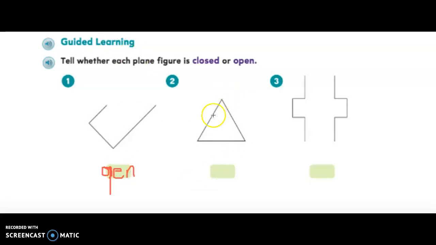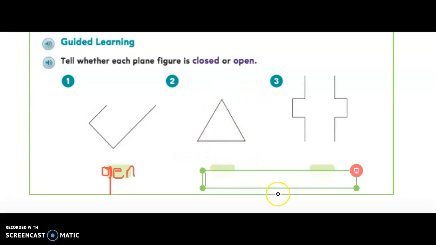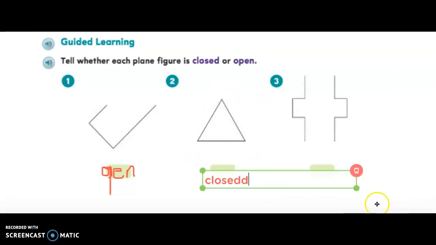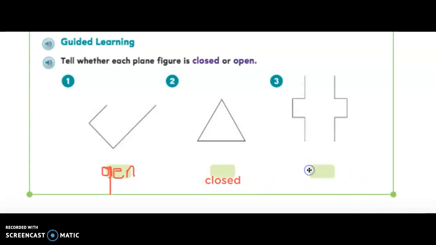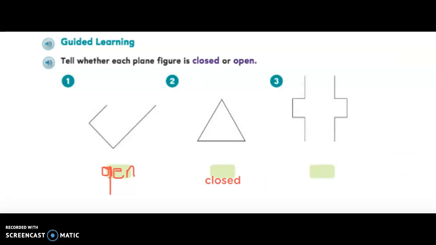Now the next one, if we follow the lines, they all connect. So this is closed. And then our final one, if we look at that and follow the lines, it does not connect. So this is considered open.